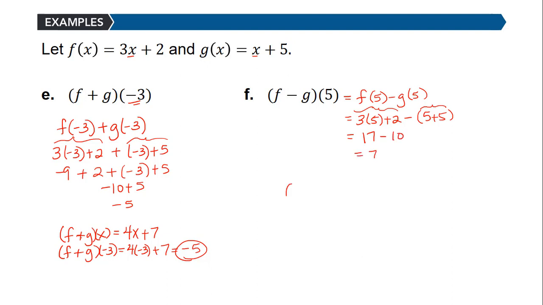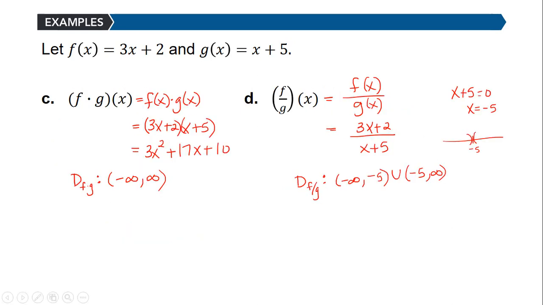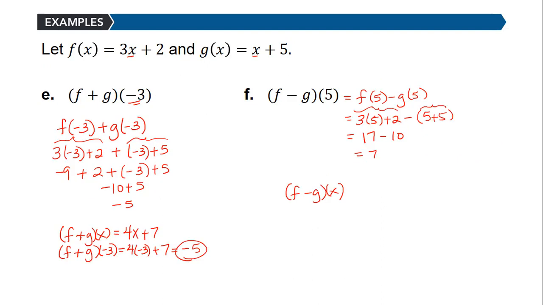Or alternatively, we can look at what we defined for f minus g of x, and that was 2x minus 3. So f minus g of 5 could also be found by plugging in 5 into this difference to be 2 times 5 minus 3, which is 10 minus 3, or 7.